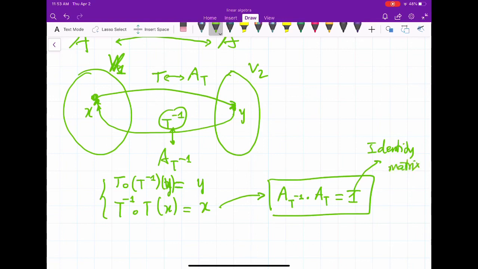Because, you know, this sends x to x, right? You see that? So that means this matrix should be identity. But what does it mean? That means A_T to the negative 1 is just A_T inverse.